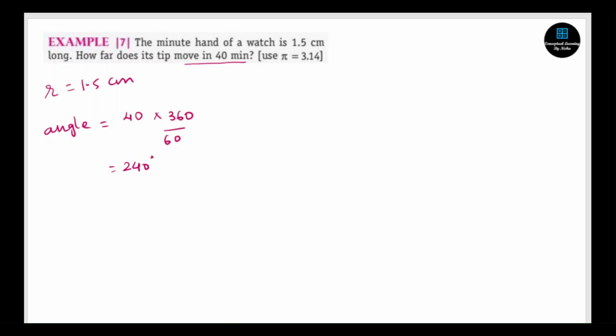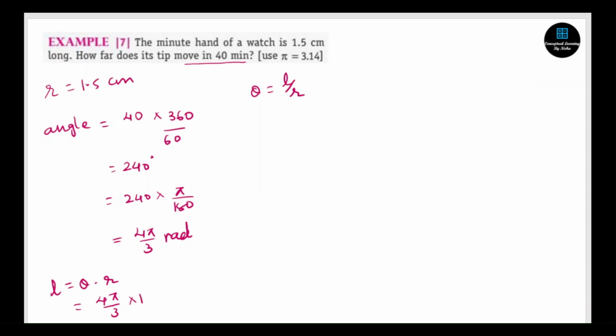Now remember that here theta equals L over R, where theta is in radians. So we have to convert this into radians. So 240 degrees times pi over 180. When I convert this into radians, I'll get 4 pi by 3 radian. So now we have the value of R and the value of theta, so we can find L. L is equal to theta into R. This is nothing but 4 pi by 3 times 1.5.